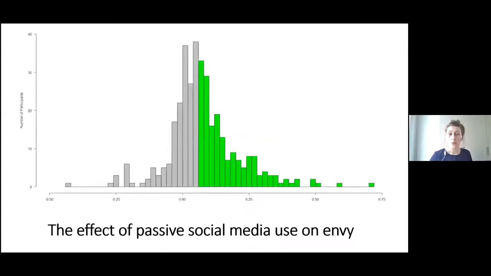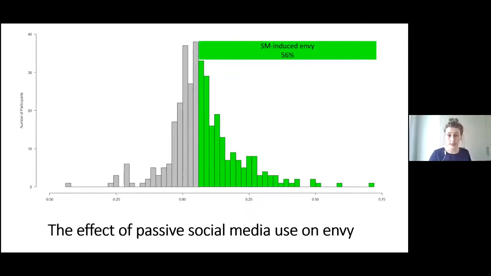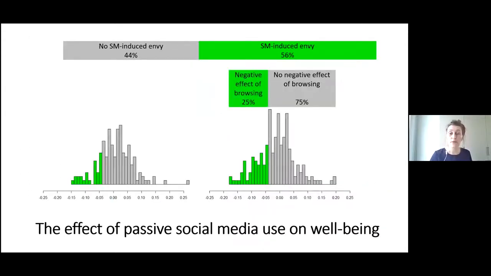First, we looked at how many adolescents became envious due to their passive social media use. And we found that more than half of the adolescents felt more envious as they spent more time browsing social media. And their effect sizes are reflected in the green bars. And 44% did not experience that envy due to browsing social media. And then we examined how many adolescents among those who experienced social media-induced envy experienced a negative effect on their well-being due to their passive social media use. And we found that 25% of them experienced such a negative effect and 75% did not.